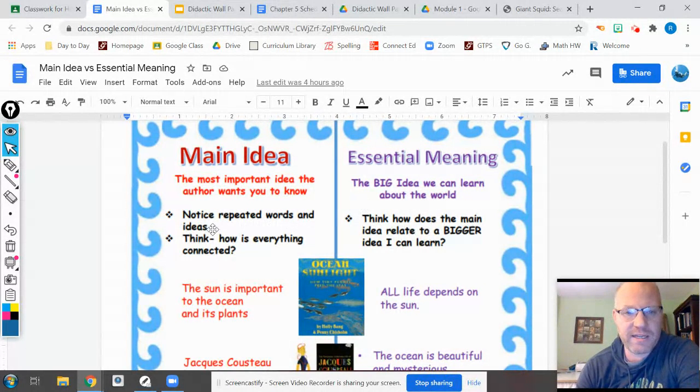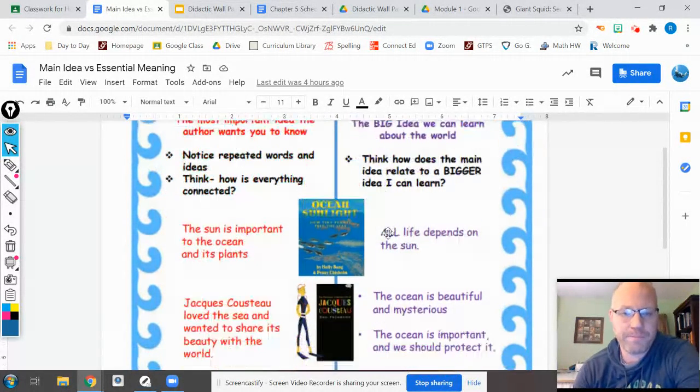Notice repeated words in ideas. Think, how is everything connected? So the main idea, we're thinking about the key details and how those details support something that the author is trying to get across. The essential meaning, think about how the main idea relate to a bigger idea that I can learn. So the main idea gives us little details that prove things to us, and that brings us to the essential meaning, because the main idea gives us the idea of what the author wants us to know, and then how can we connect that to the world is that essential meaning.